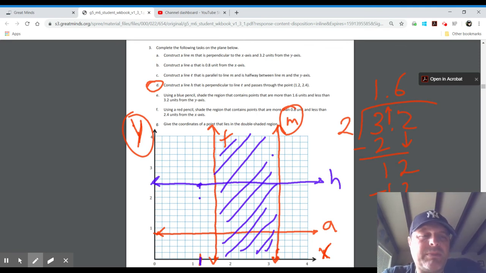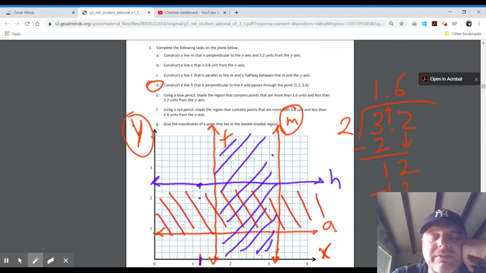Now it says using a red pen, so let's make our pen red. Using a red pen, shade all the region that is more than 0.8 units, that's above line A, and less than 2.4 units from the x-axis. Okay, this is what they want, and they're going to use this for another lesson. We're going to have to find the area of the shaded cross where you see both the blue and the red. Now it says, give the coordinates of a point that lies in the double shaded region.